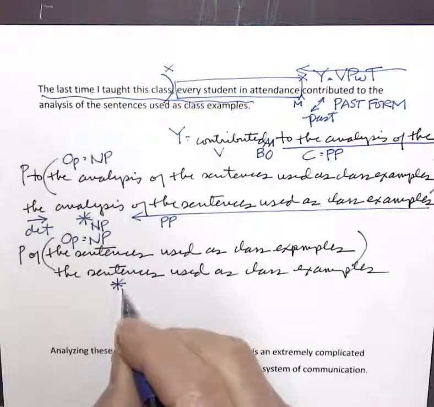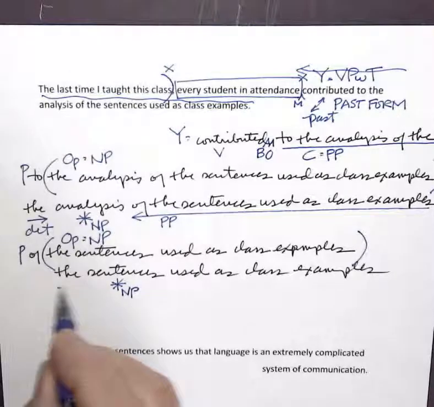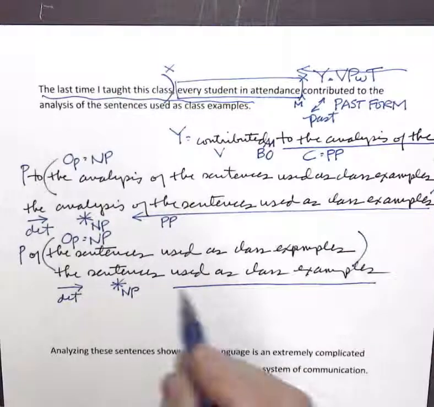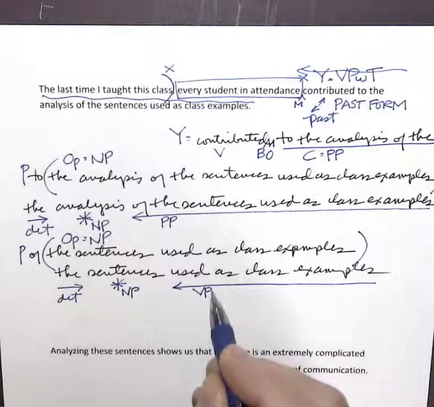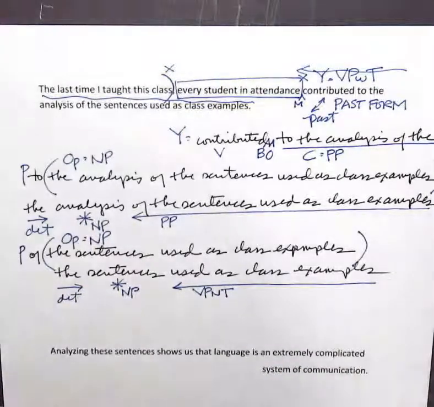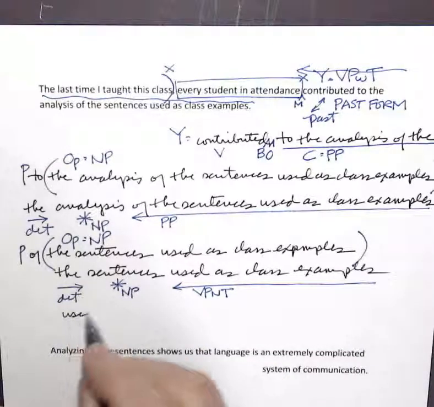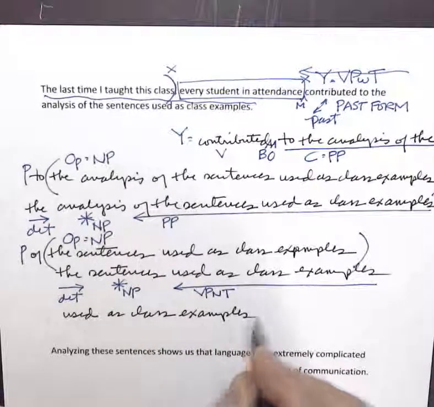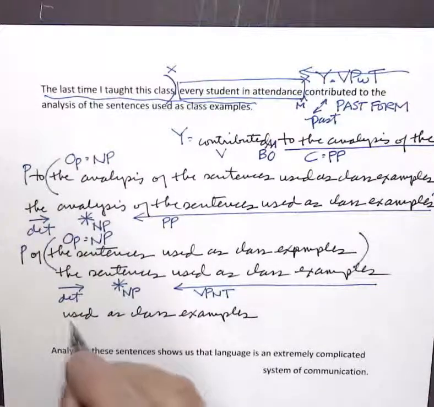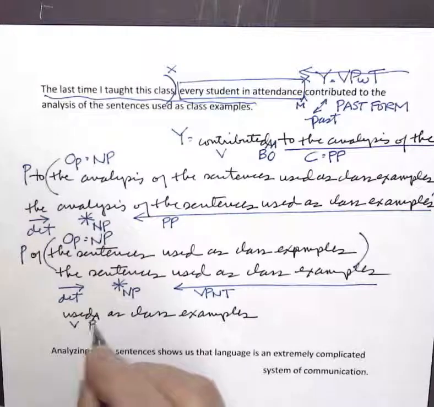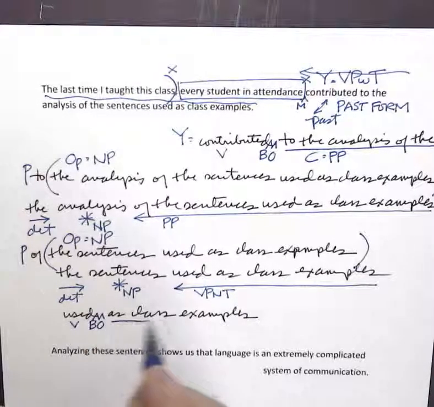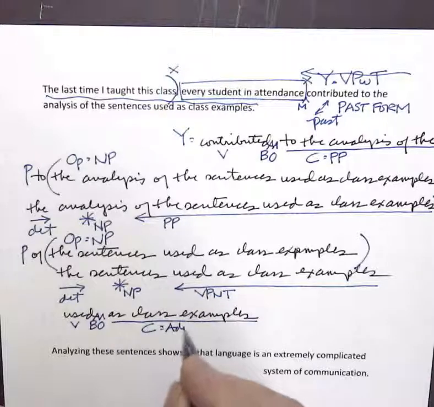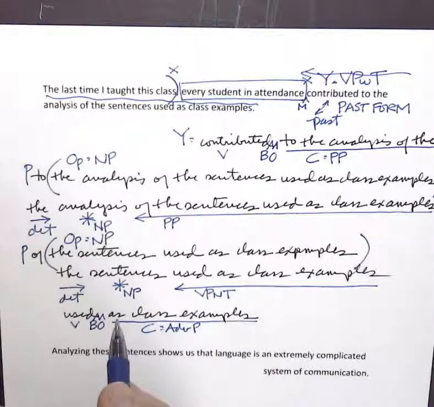Sentences is the noun phrase head. The is a determiner. And used as class examples is a modifier. Verb phrase, no time. We'll rewrite our verb phrase. Used as class examples. Used is the verb. The particle place is empty. The object place is empty. As class examples is the complement. And this is an adverb phrase because it's headed by the adverb as.